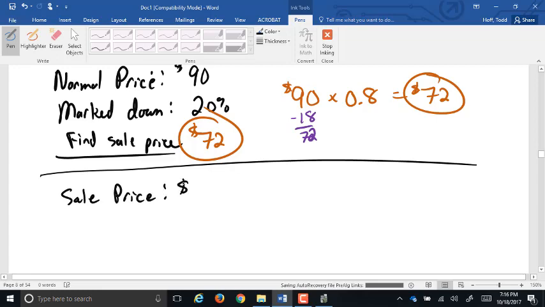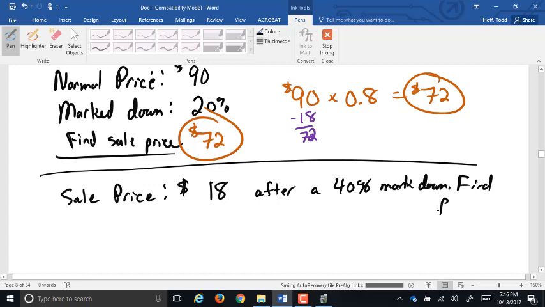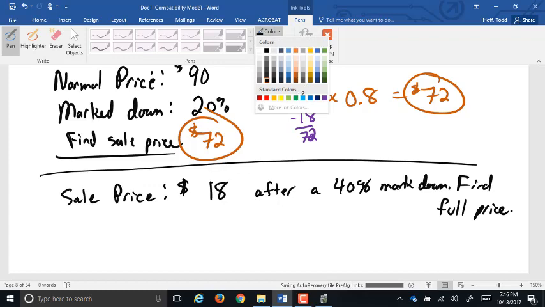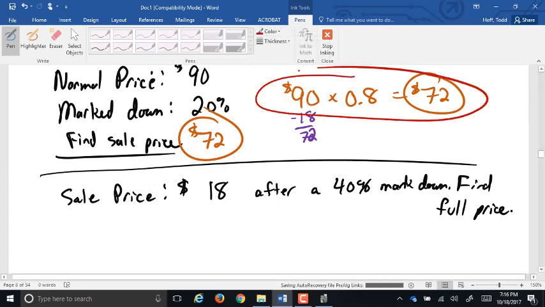The sale price is $18 after a 40% markdown. Find the full price. Well, this is very similar to our partial payments on their invoices. Up here, we had the full price. We multiplied by the complement to get the sale price. Here, we're going to have the full price times what would the complement be?